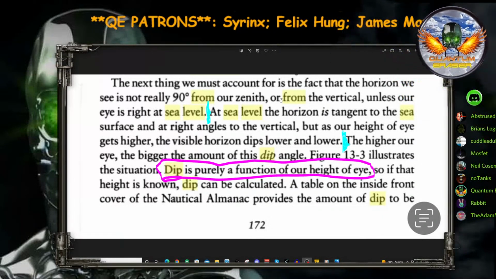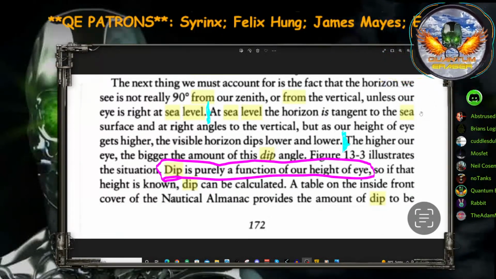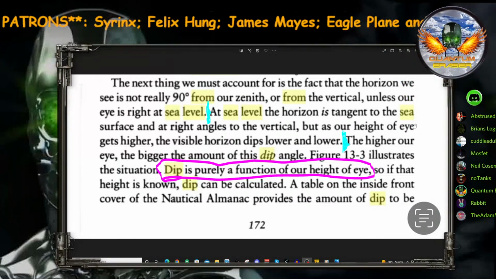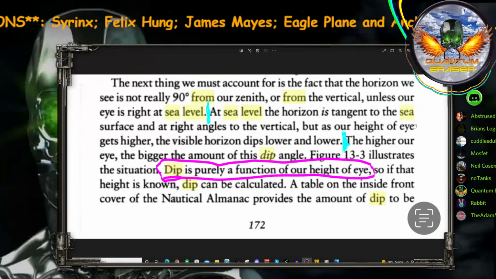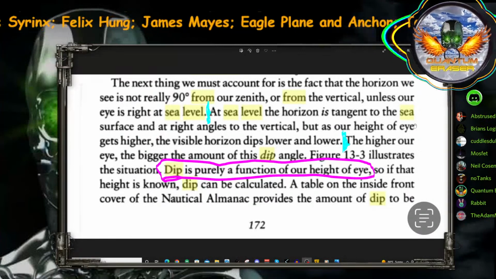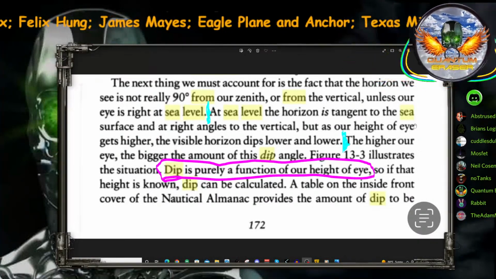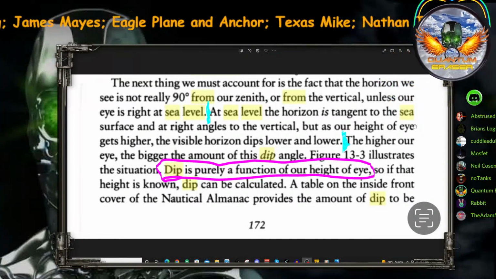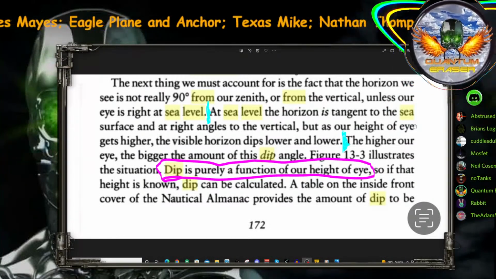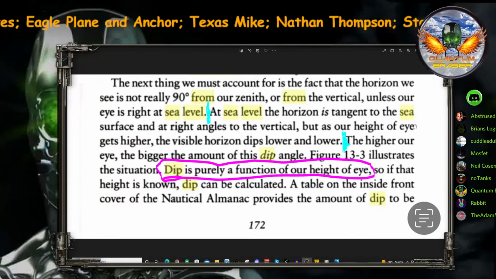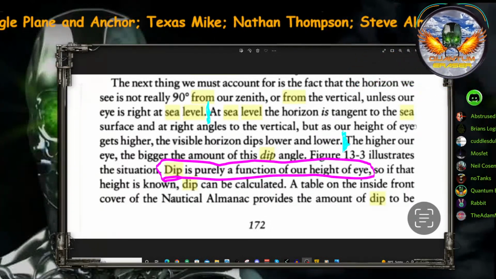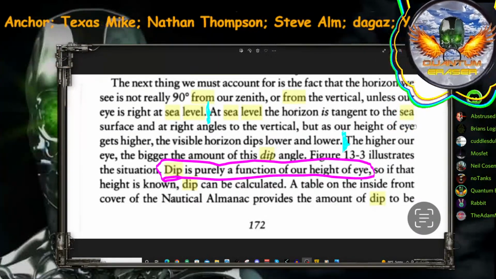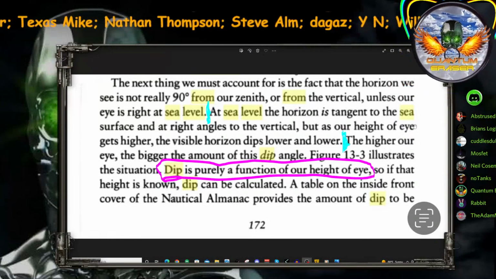The next thing we must account for is the fact that the horizon we see is not really 90 degrees from our zenith or from the vertical, unless our eye is right at sea level. At sea level, the horizon is tangent to the sea surface and at right angles to the vertical. But as our height of eye gets higher, the visible horizon dips lower and lower. The higher our eye, the bigger the amount of this dip angle. Figure 13-3 illustrates the situation. Dip is purely a function of our height of eye. So if that height is known, dip can be calculated. A table on the inside front cover of the Naval Almanac provides the amount of dip, yada, yada, yada.